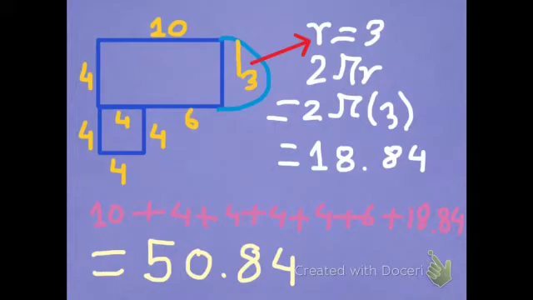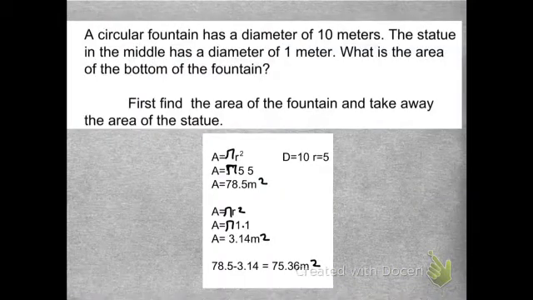Okay, so this is a perimeter shape problem. Okay, so now it's time for area of a circle. It's a word problem. A circular fountain has a diameter of 10 meters. The statue in the middle has a diameter of 1 meter. What is the area of the bottom of the fountain?